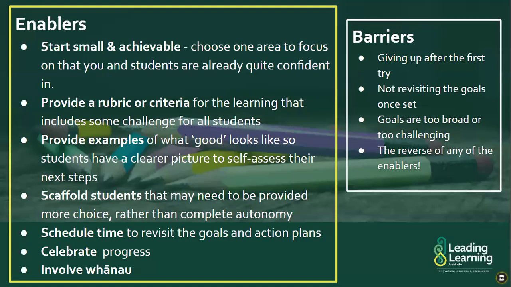So I've got some quite specific enablers and barriers for goal setting. Enablers are, if you start small and achievable, you're more likely to get some success, as a teacher, if you don't do this already, and as students. So start in an area of the curriculum that you're quite confident in, and one that you definitely have some resources already made, or it's not going to be too difficult to create the rubrics that students need to set their goals. So you do need to provide a rubric or success criteria for students to actually guide what their goals are going to be around.